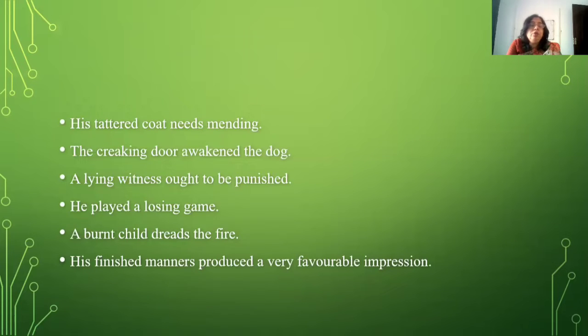His tattered coat needs mending. The creaking door awakened the dog. A lying witness ought to be punished. He played a losing game. A burnt child dreads the fire. His finished manners produced a very favorable impression. So in all these sentences, you can see his tattered coat, creaking door, then lying witness, losing game, burnt child, finished manners. It serves as an adjective.